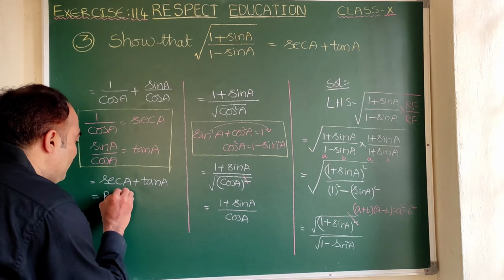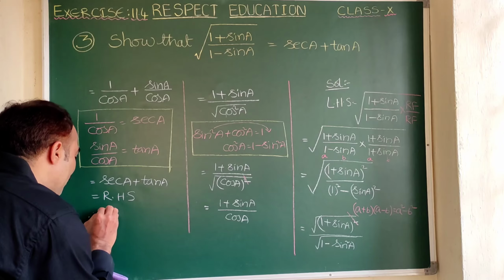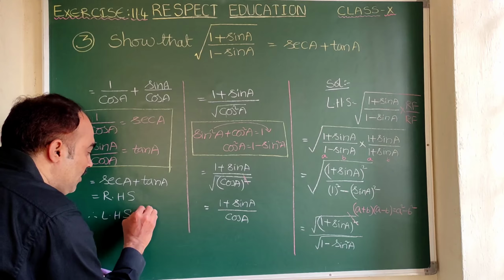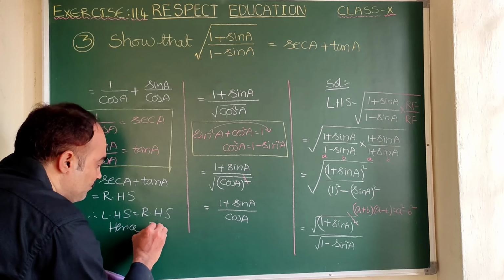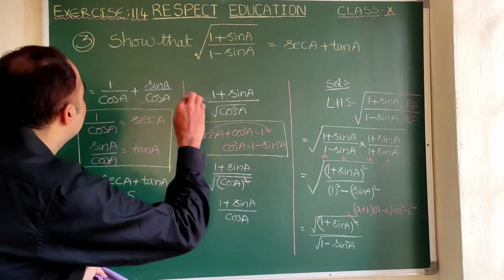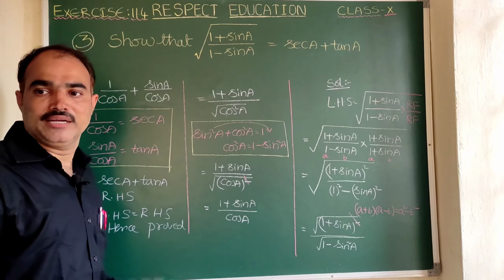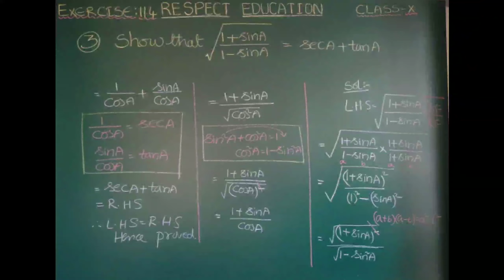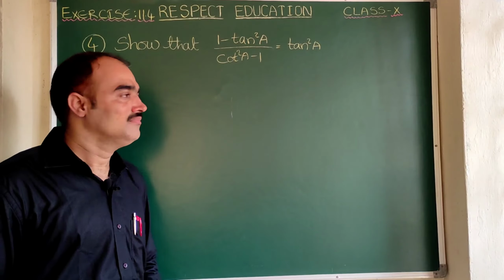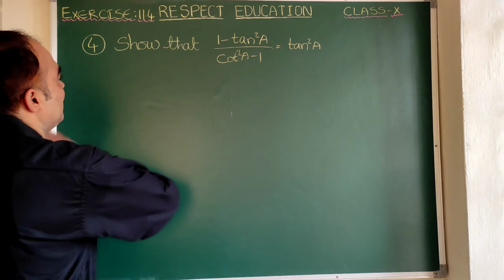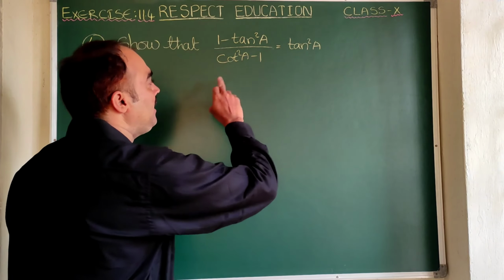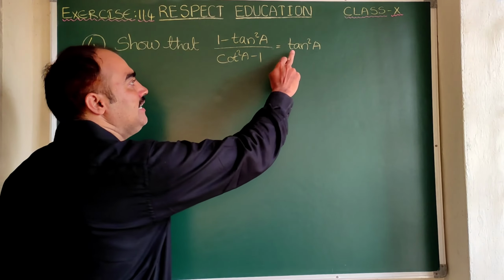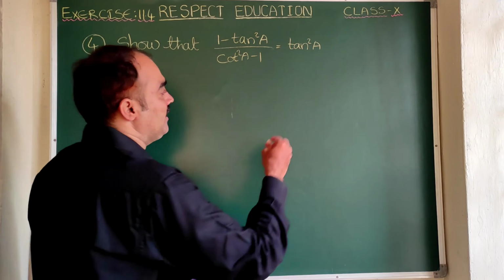So here we can write we have reached RHS. Therefore, if we take LHS, we got RHS. So we can write here hence proved. With this, problem 3 gets completed. Now we see question number 4. Show that 1 minus tan square A by cot square A minus 1 is equal to tan square A.